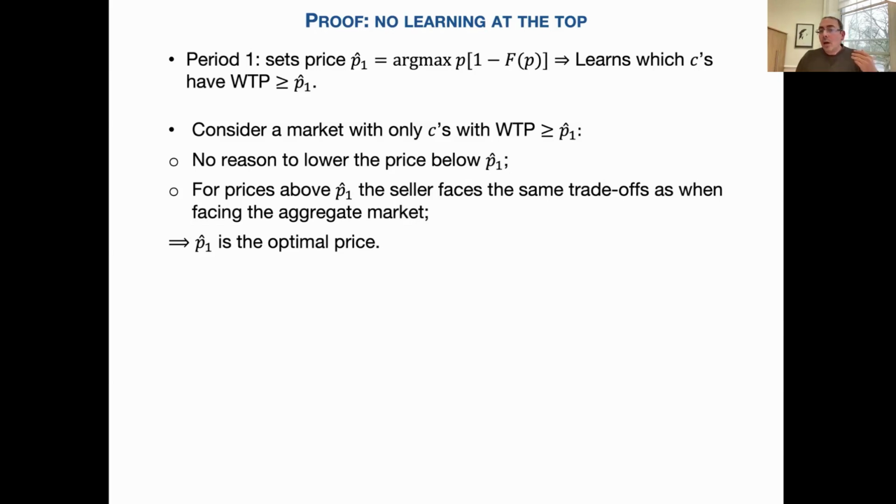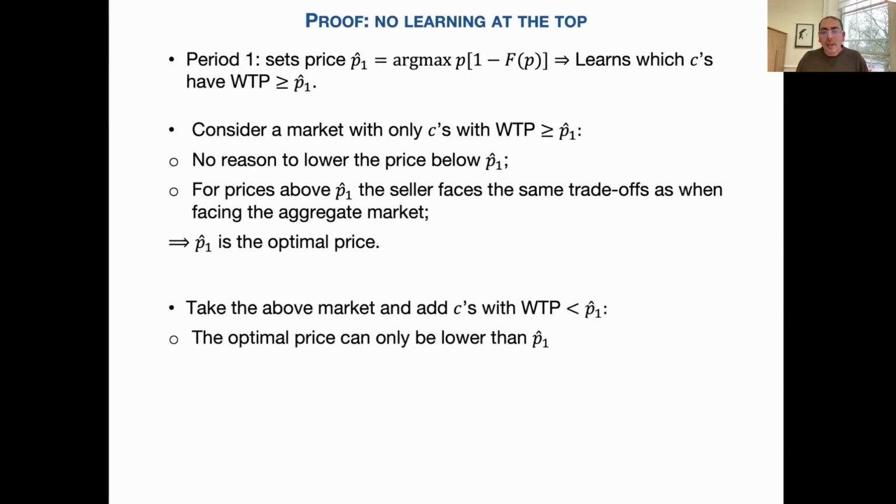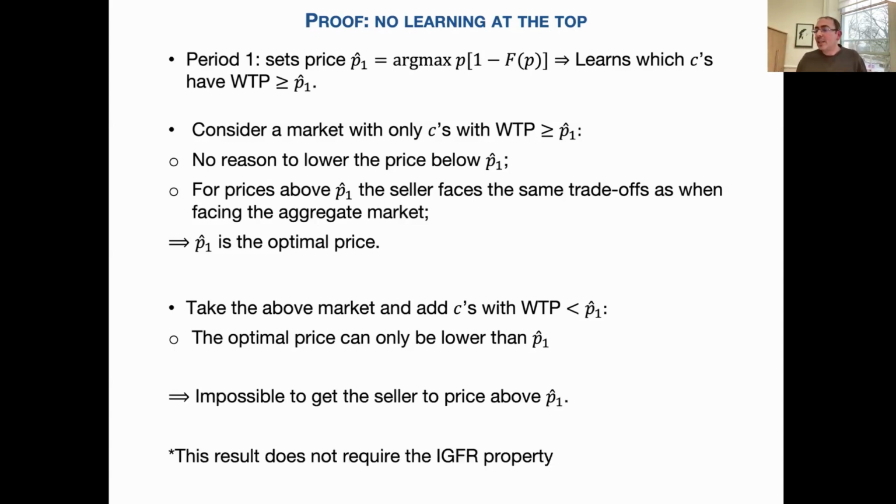Okay? Now, how can I induce higher prices? Well, if I cannot induce higher prices by putting together everybody in Cs, the only thing I can do in period 2 is to take in some consumer with a willingness to pay above P at 1 and put it together with some consumer that have a willingness to pay below P at 1. But if I do so, clearly the optimal price is not going to increase because I am adding consumer that have a lower value. I'm making the demand only more elastic, which means that if anything, I will only decrease the price.